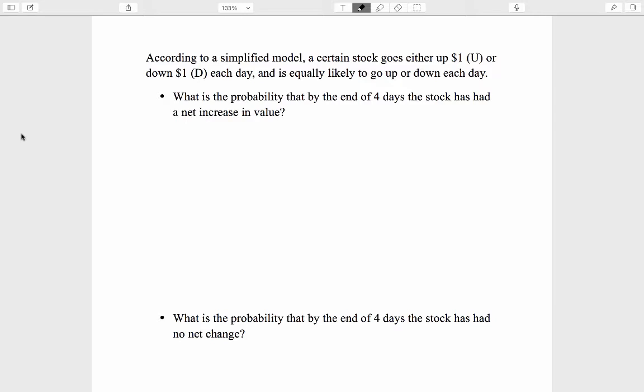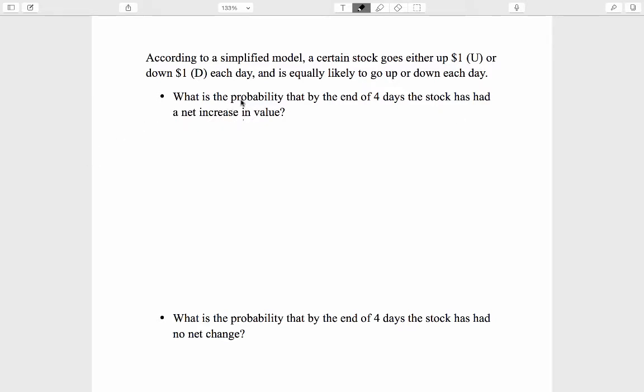We mentioned this experiment once before, just as an example, one among many, of experiments where the outcomes can be represented as words in a two-letter alphabet. Here the letters are U and D. Let's see how this goes. What is the probability that by the end of 4 days, the stock has had a net increase in value?